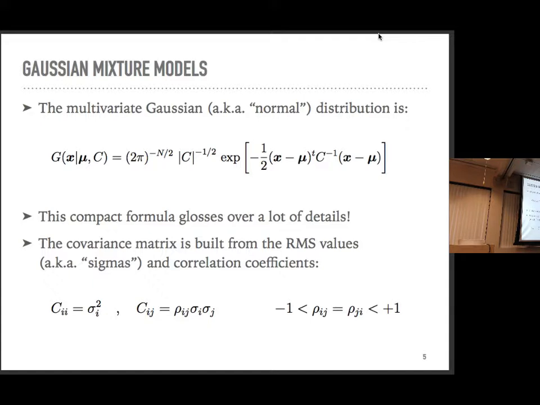We've got a question here: what does the absolute value of the covariance matrix mean there? You can't take the absolute value of a matrix. It's the determinant, yes. That's an example of the detail in there. And you can calculate the determinant with this function here.